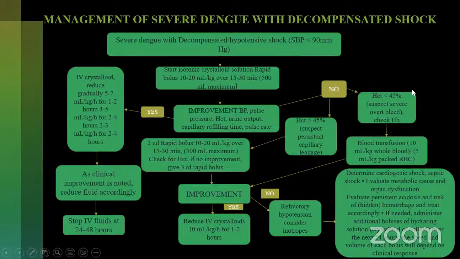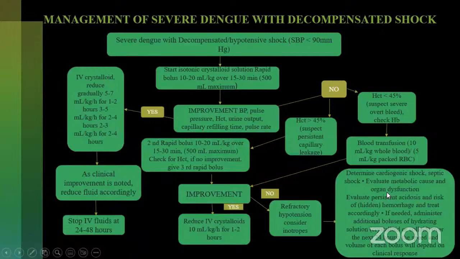So the algorithm remains similar. If the improvement is not seen, we will look at the hematocrit, and if it remains more than 45, we need to again suspect that these patients require further fluids. So now we give a second bolus, so 10 to 20 ml per kg over 15 to 30 minutes. And if the hematocrit does not improve, we can give a third bolus as well. And based on the improvement, we can reduce the IV crystalloids to 10 ml per kg for the next 1 to 2 hours.